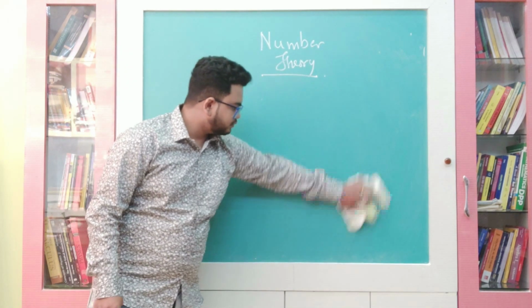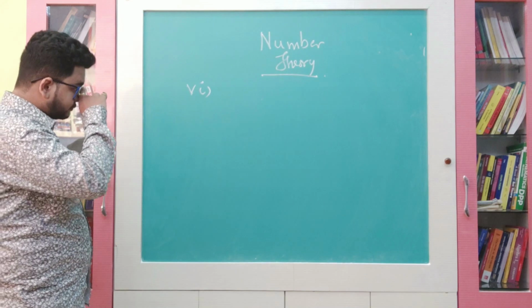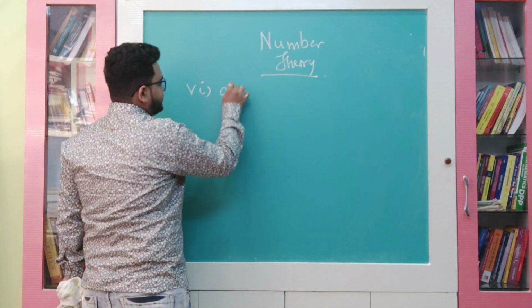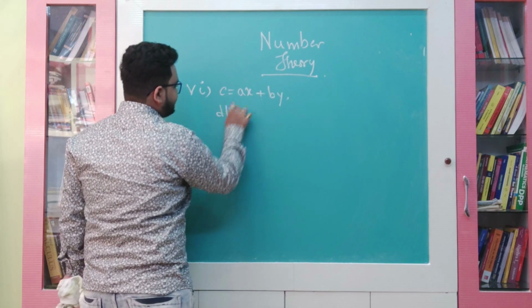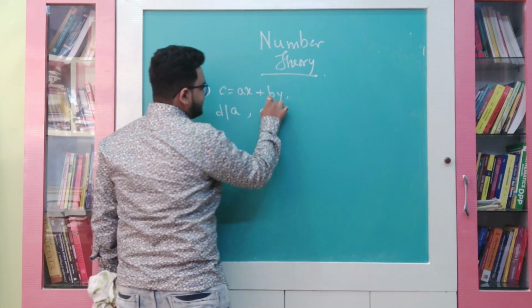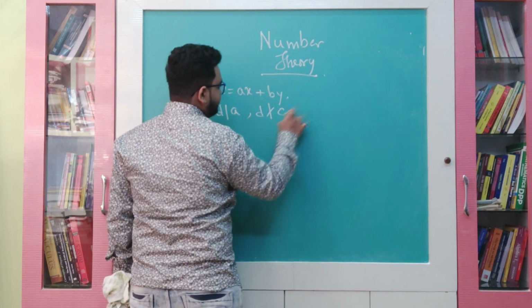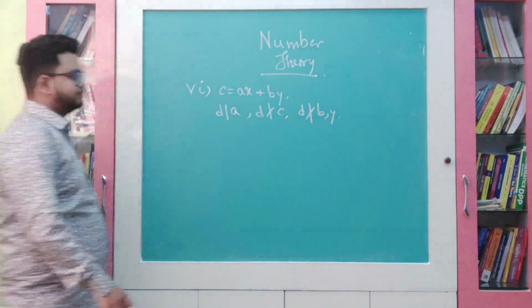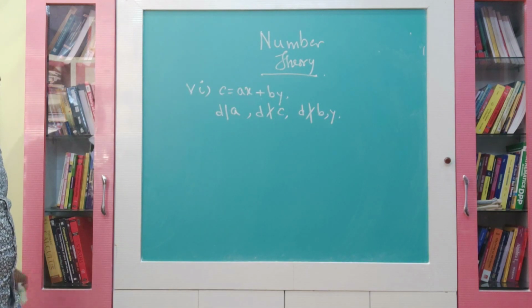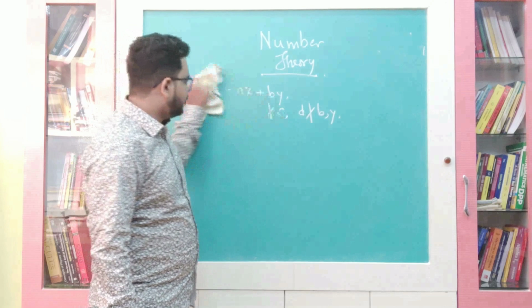Six. If c equals ax plus by and d divides a and d doesn't divide c, then d doesn't divide b or y. Okay, this much. Now we will move on to the division algorithm.